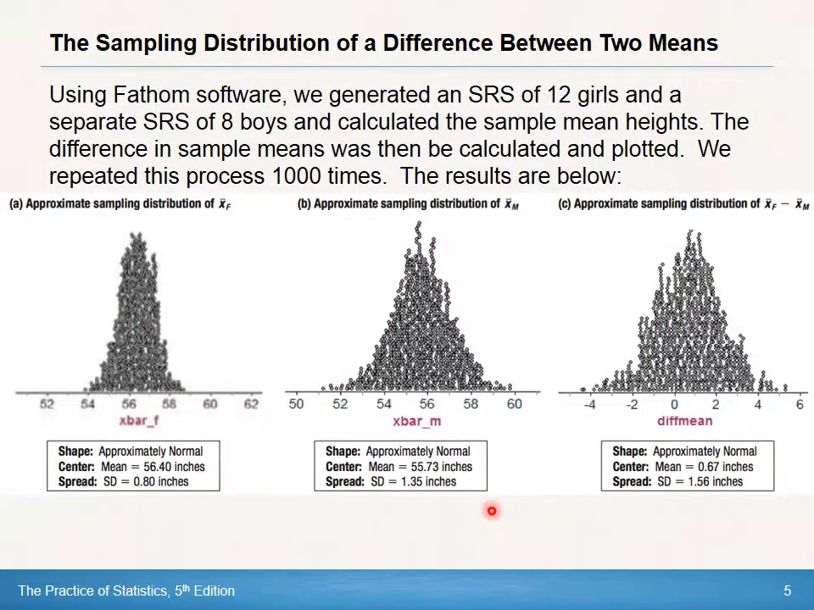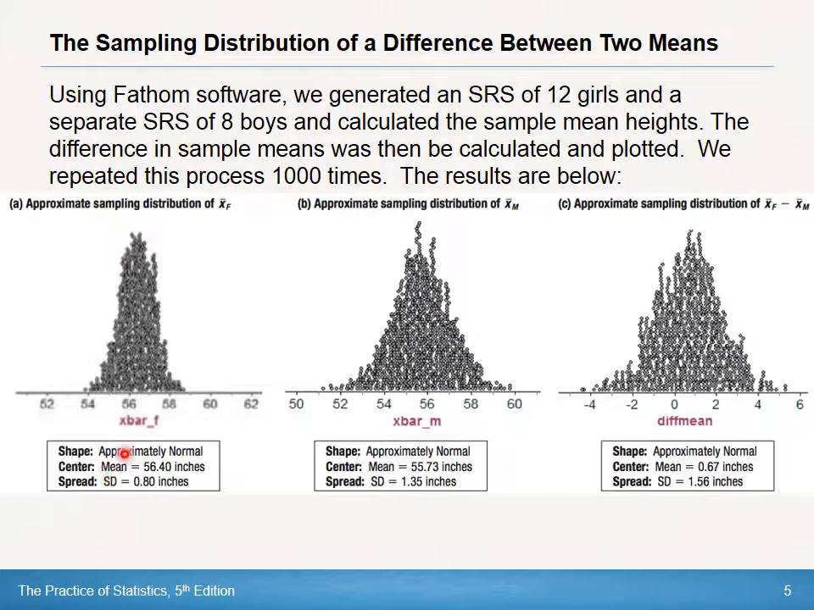Using Fathom software, we generated a simple random sample of 12 girls, right here, and a separate simple random sample of 8 boys, and calculated the sample mean heights. The difference in the sample means was then calculated and plotted. We repeated this process 1,000 times, and the results are below. So here's the girls. Notice it's a pretty normal shape. Here's the boys. Again, also normal, and so is the differences.